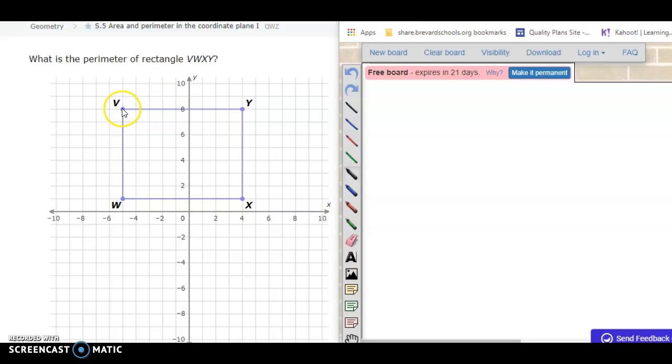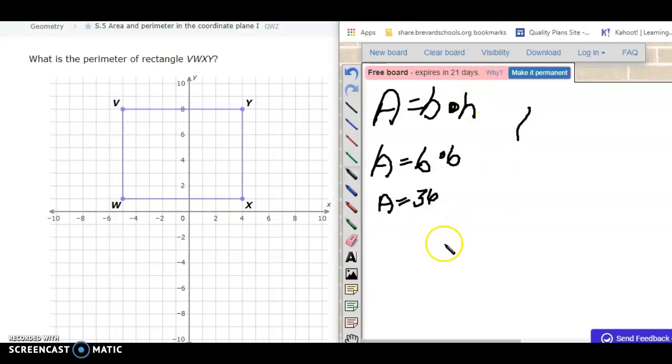From V to Y, 1, 2, 3, 4, 5, 6, 7, 8, 9. I have 9, and that means my bottom is also going to be 9. So I'm going to add my top and bottom to my left and right. This side is 1, 2, 3, 4, 5, 6, 7. So my right side is 7. We had 9 plus 9, and my two sides are 7 plus 7. Then you would add all of those together, and that is going to give you your perimeter of 32.